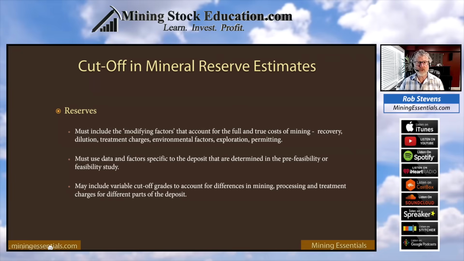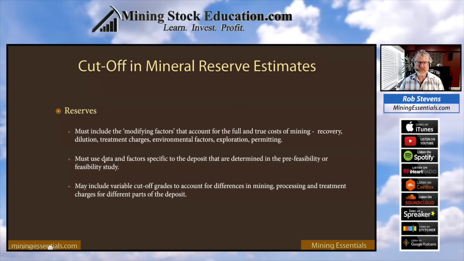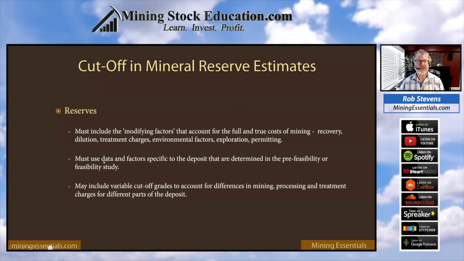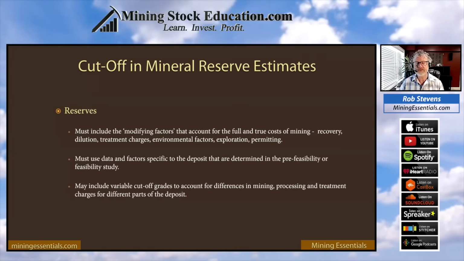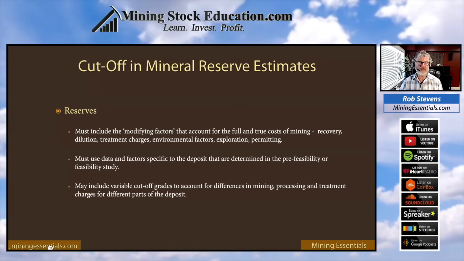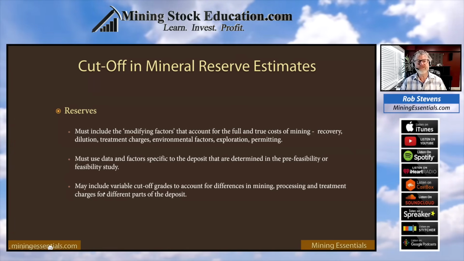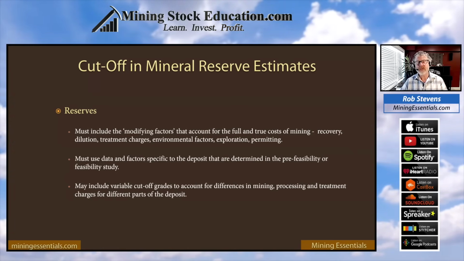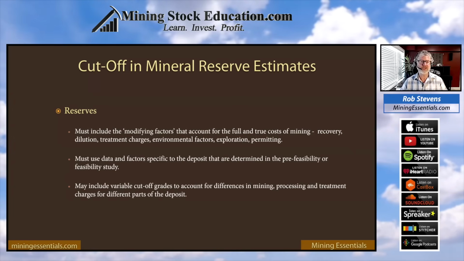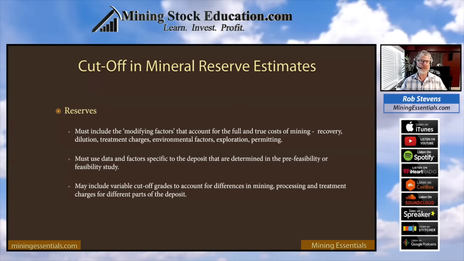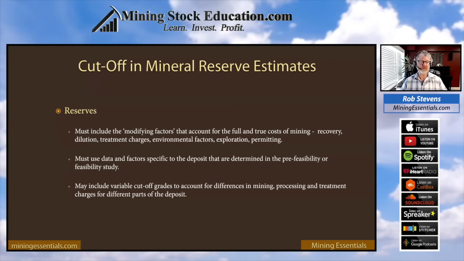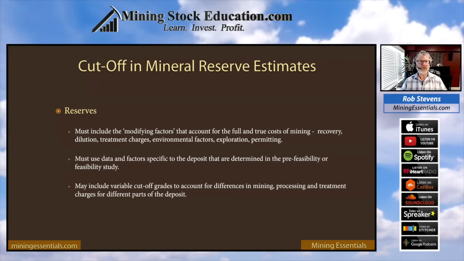For reserves, then, you're not using comparable data. You're using data specific to the deposit, that's determined at least at the pre-feasibility stage or the feasibility stage. And here's another key point, the last one here. There may be variable cutoff grades to account for differences in mining, processing, and treatment charges for different parts of the deposit. Generally, when we look at a resource estimate, for sure, there's only one cutoff.